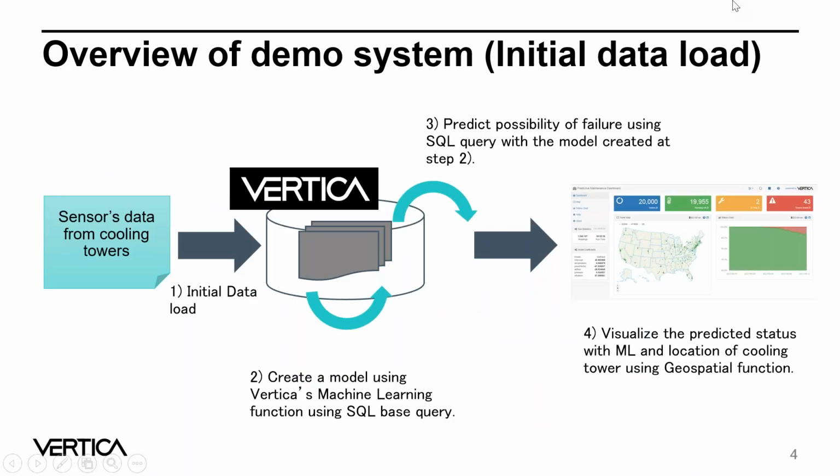During the machine learning process, we need to build up some architecture. In this demo, initially we load the data into Vertica. On the left side, we generate the data. This data is very close to real-world data, but we manipulated it a little bit for demo purposes. Step number one, we load the data into Vertica. We can use a very simple COPY command, and then the data is in Vertica.